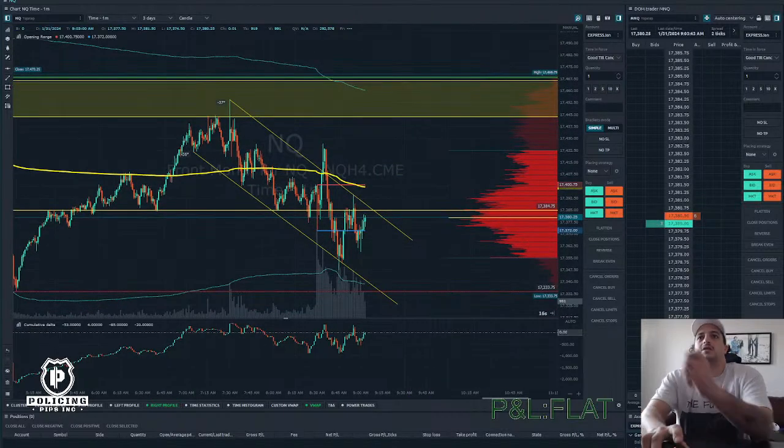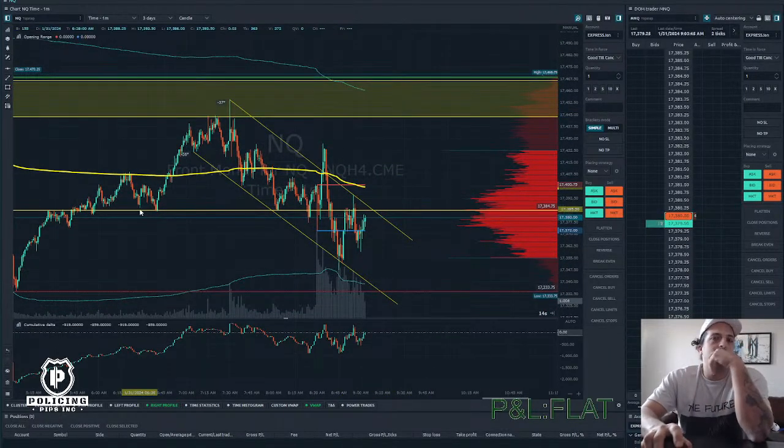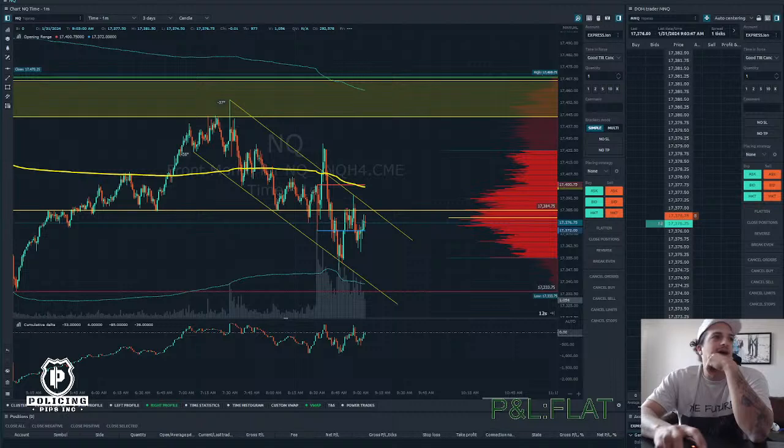I'm tempted to take something here long if it does break above this level, but I don't want to because I'm not at a level that I really want to play.